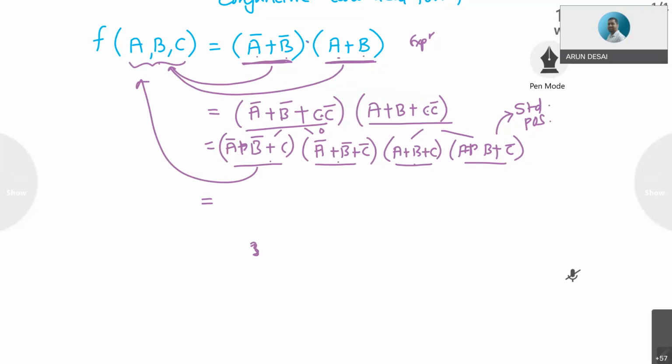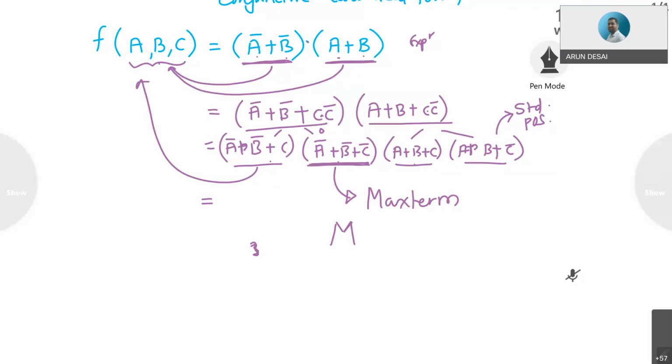And a sum term which contains all the variables, either in complement or uncomplement form, present in the expression, is called a max term. That sum term is called a max term, and that max term is referred to with a capital M, right?